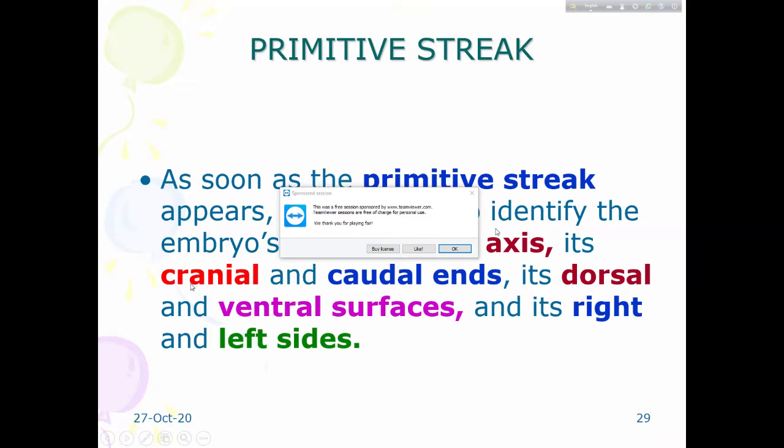As soon as the primitive streak appears, it is possible to identify the embryo's craniocaudal axis. This is important. Its cranial and caudal ends, its dorsal and ventral surfaces, and its right and left sides. You can understand by seeing this.